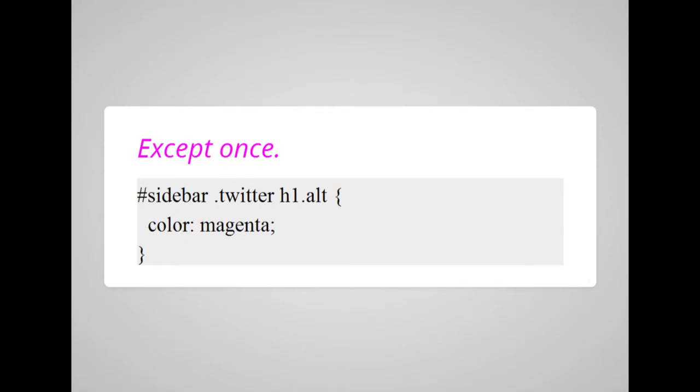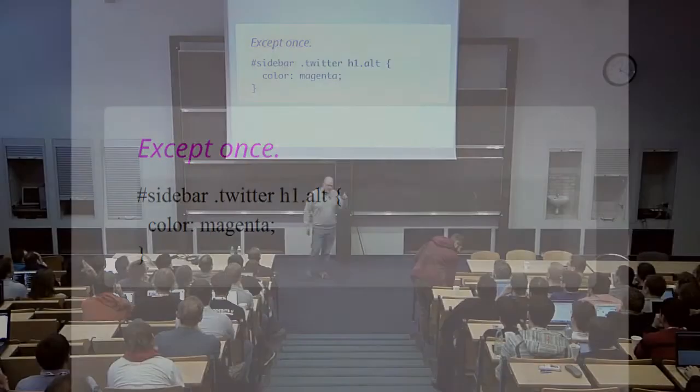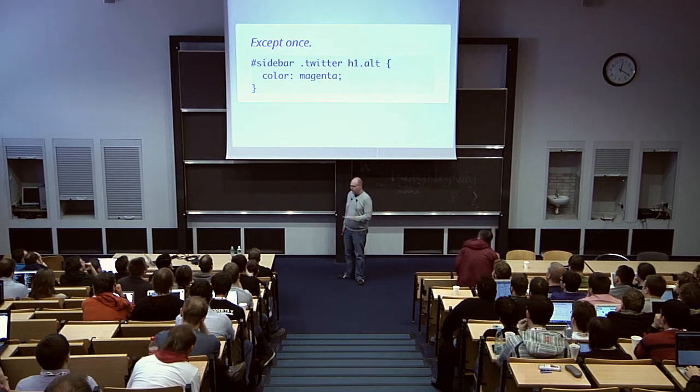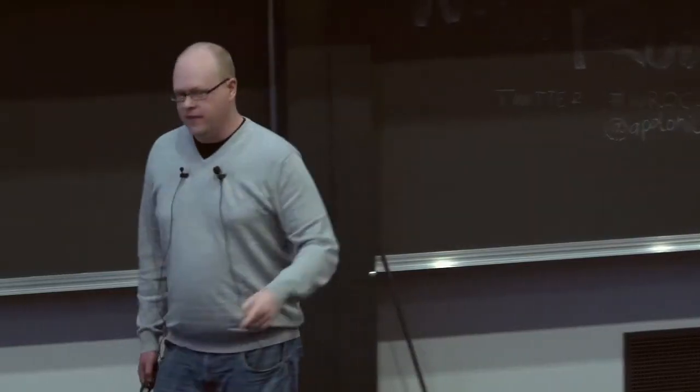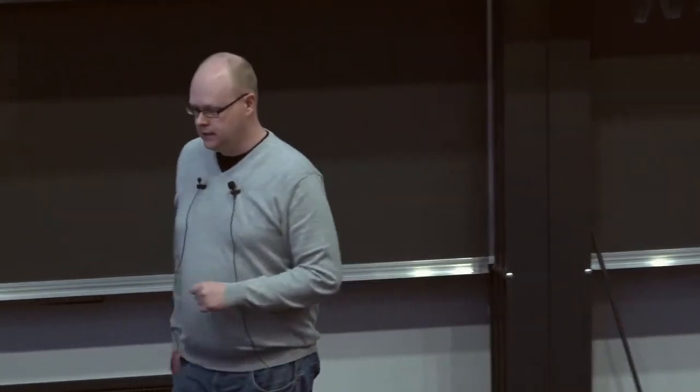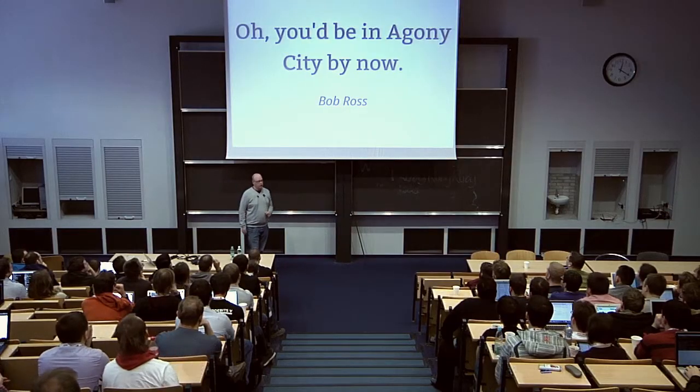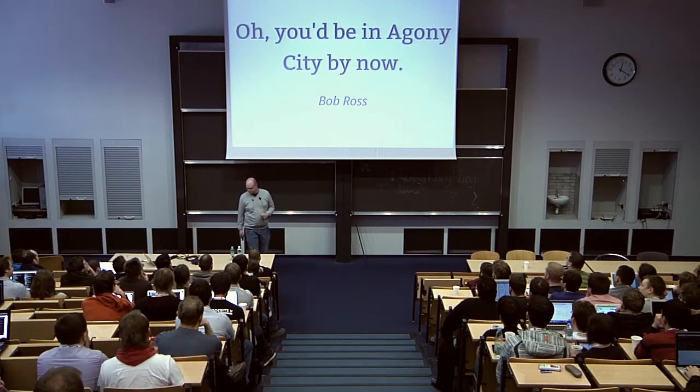Oh, wait, no, wait. It's just once. Just this one time it has to be magenta. So then you just add a class name to the H1, and you're fine. This is how you get code looking like dead rats laying next to puddles of cat vomit. As Bob would say, oh, you'd be in Agony City by now.